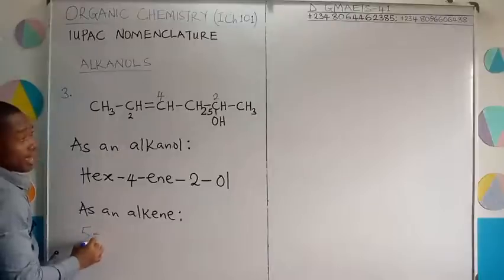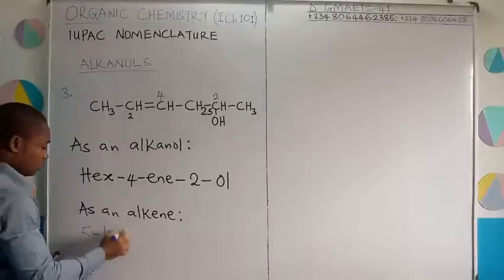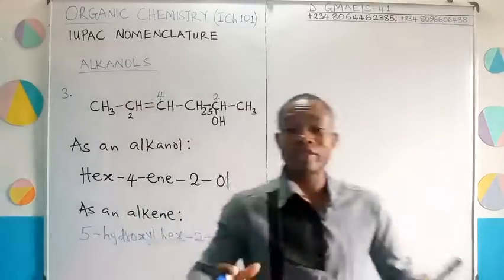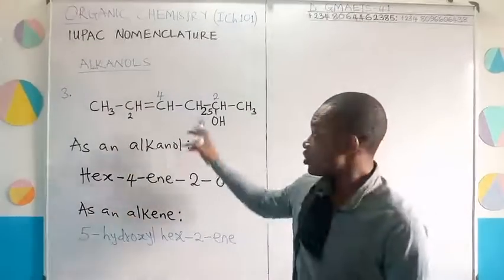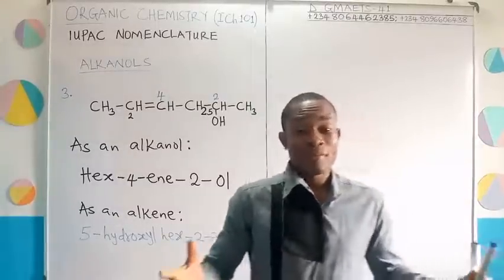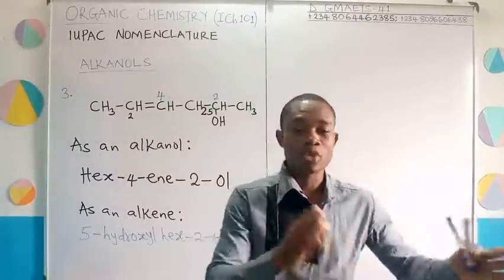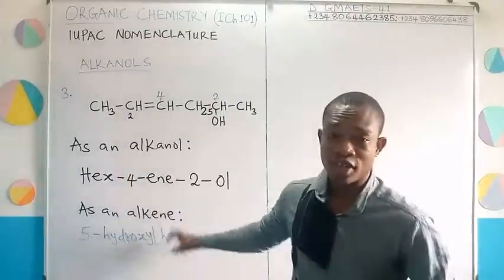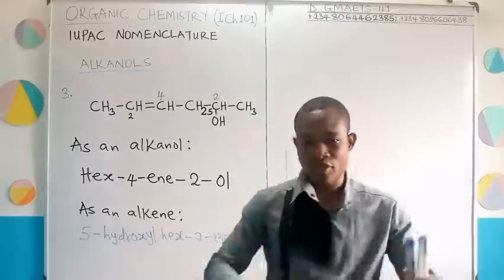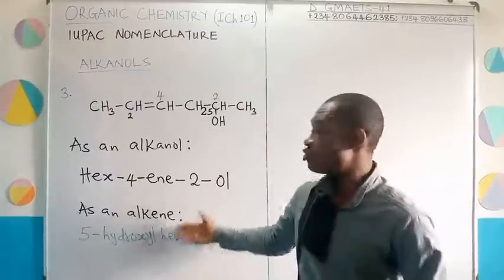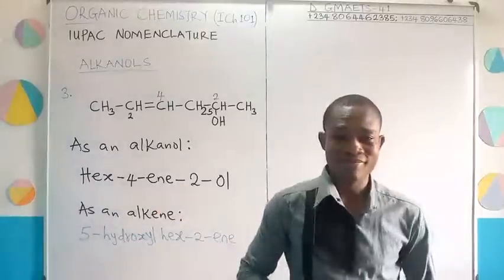5-hydroxyl, hex, 2-yne. Correct. So these are two alternative names that this structure can have. In an objective case, the options will tell you which of them to go for. There is no way they can give you the two of them as options in a given question. But if it is a theory case, we can provide these two names as alternatives.